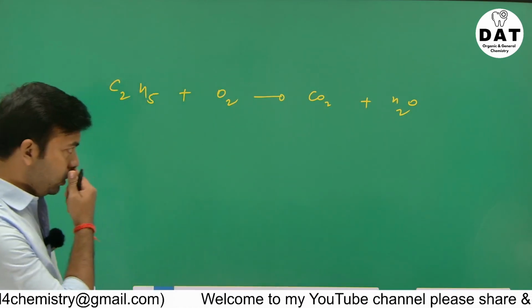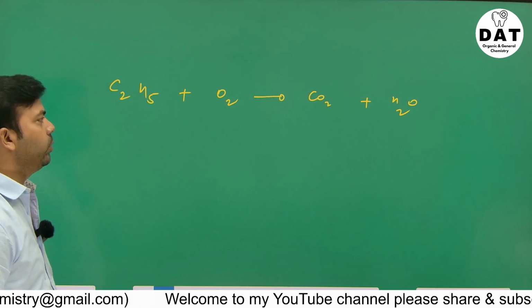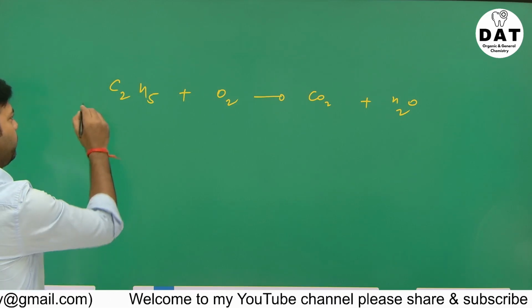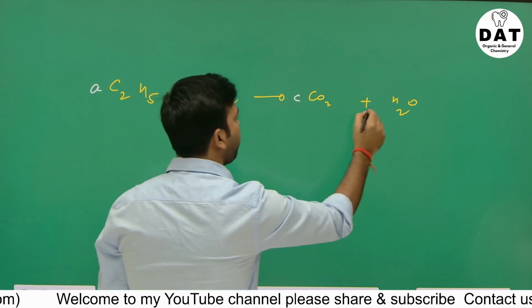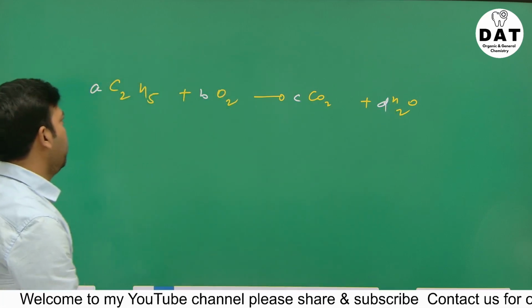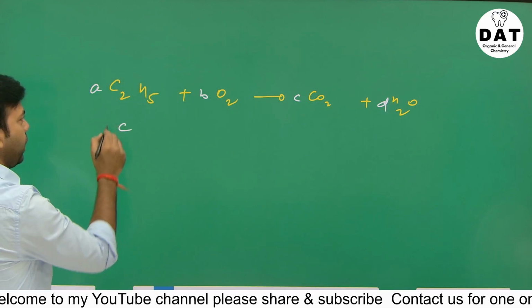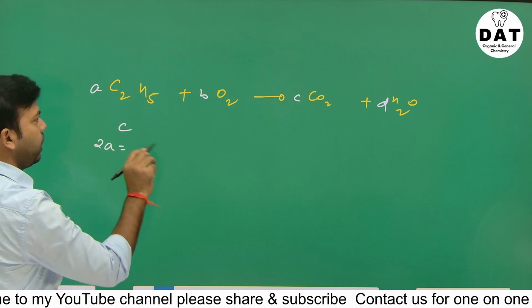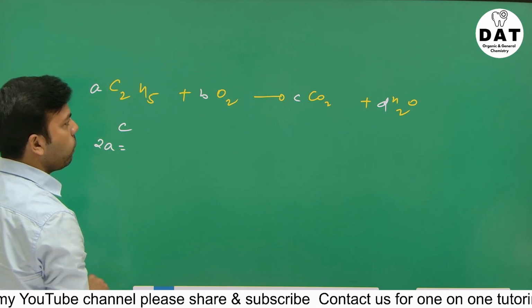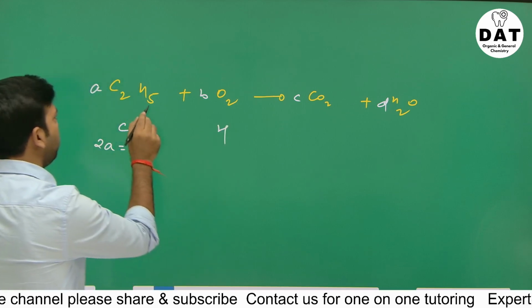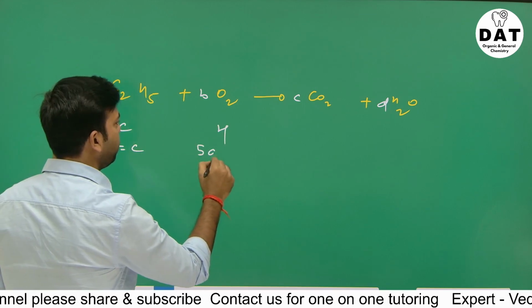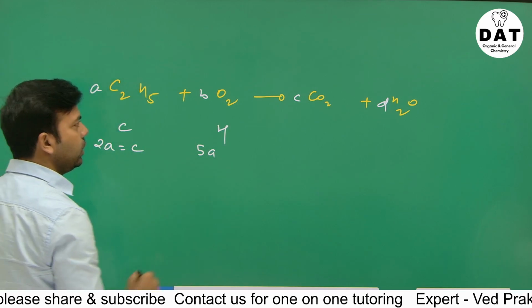Next is C2H5 plus O2 gives CO2 plus H2O. Again we can use A, B, C and D. A is, suppose, carbon 2A. How many carbon in the product? Only C. How many hydrogen in the left? 5 into A. And how many hydrogen here?